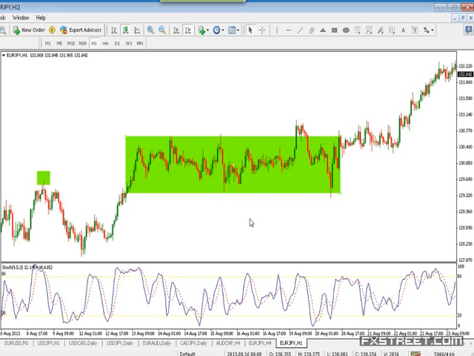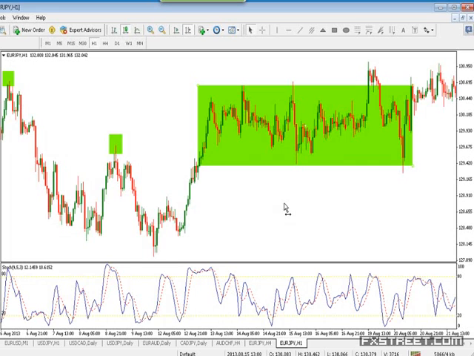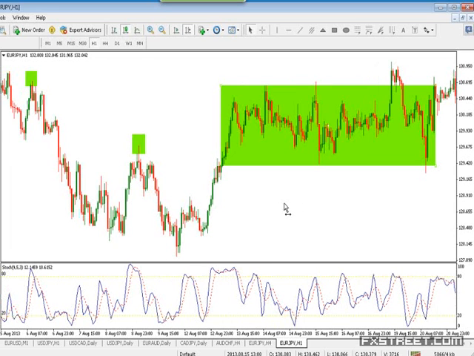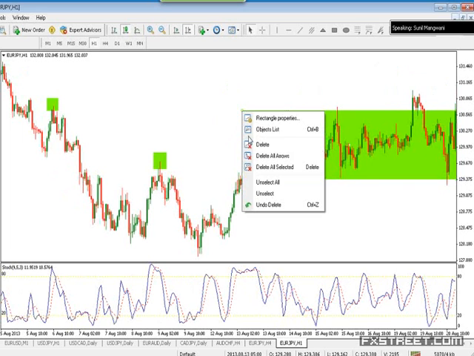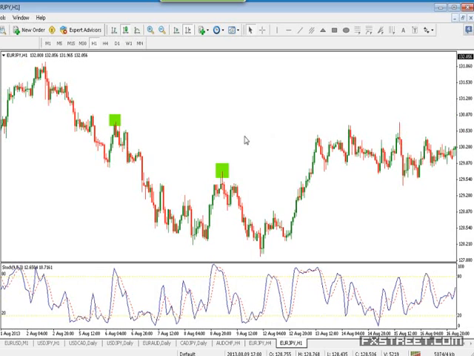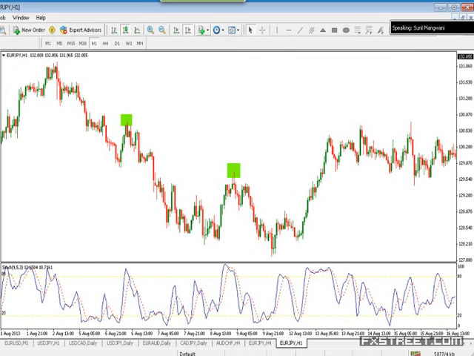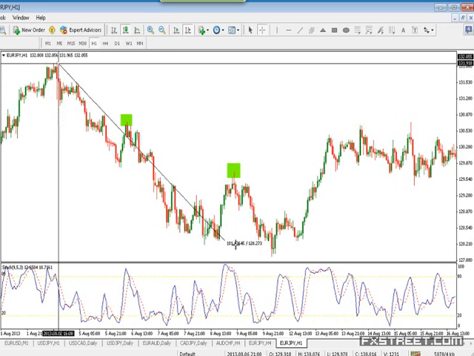lagging. Now, one of the characteristics of the stochastic is that when price is in a trend, we know that the stochastic, or any oscillator, is not really effective. Now, let's just have a look at this particular downtrend. We have price moving in a pretty strong downtrend, as you can see over here.